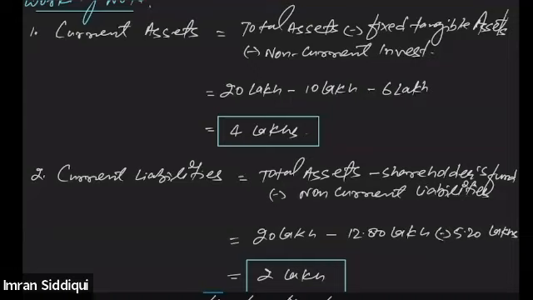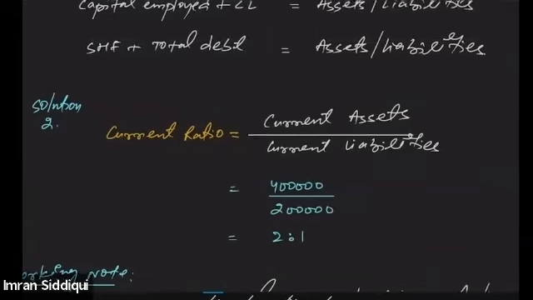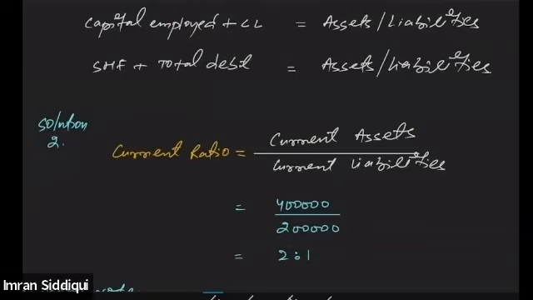All right, so now we can take the value and put it here. 4 lakhs divided by 2 lakhs. Again, we are getting the ideal ratio, which is 2. Understood, everybody? Shall we move to the next question?